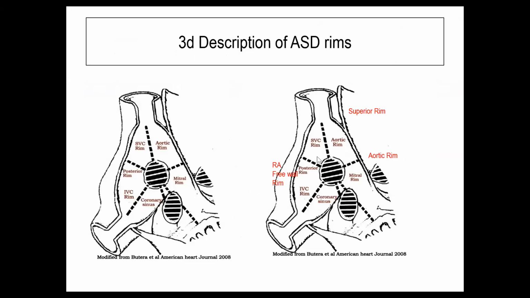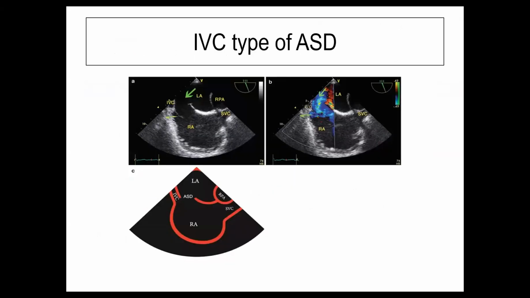Okay. This is a 3D picture of aortic rim on this side, SVC rim on this side, IVC rim on this side, and this is RA free wall. Correct? Yes, sir. Now look at an SVC and IVC rim in transesophageal echo. So this is an IVC rim. Look, this IVC rim is deficient over here. Yes, sir. Correct? Yes, sir.